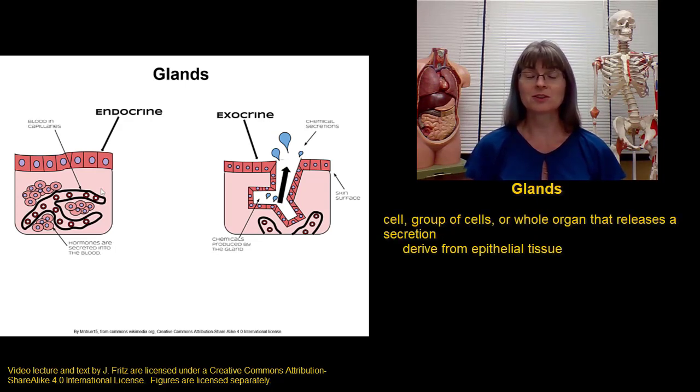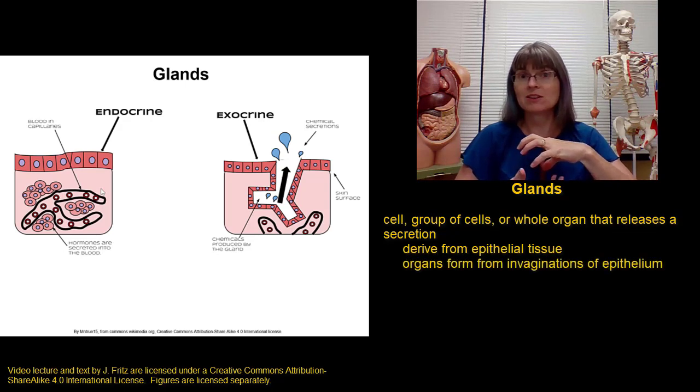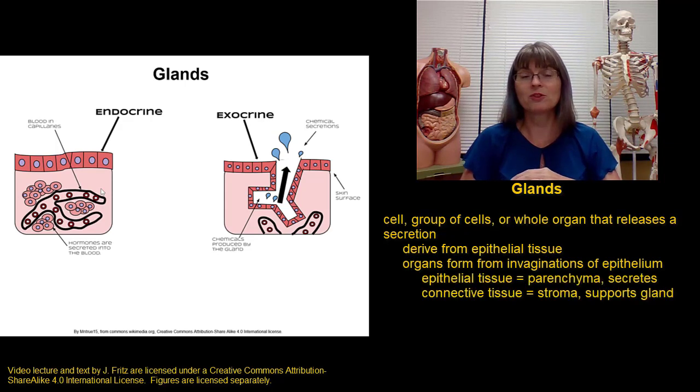It's epithelial cells that are actually releasing the secretion, whether it's a single cell like a goblet cell, which releases mucus, or whether it's a whole organ. When we are talking about a whole organ, this organ is formed by an invagination or folding in of epithelial tissue that creates a pocket of epithelial tissue beneath the surface of an organ or an opening. This epithelial tissue is referred to as the parenchyma of a gland. Around the parenchyma we have what's called the stroma, which is connective tissue that helps to support the epithelial tissue of the gland.